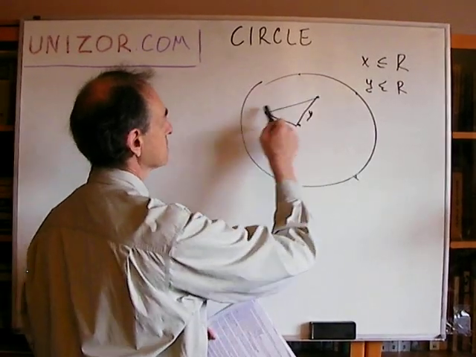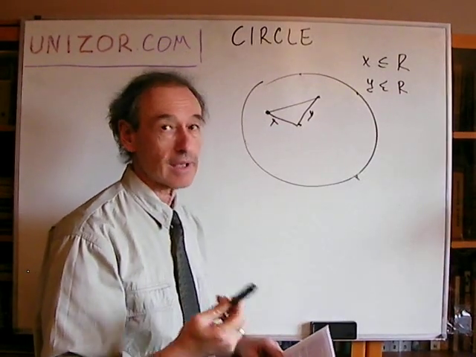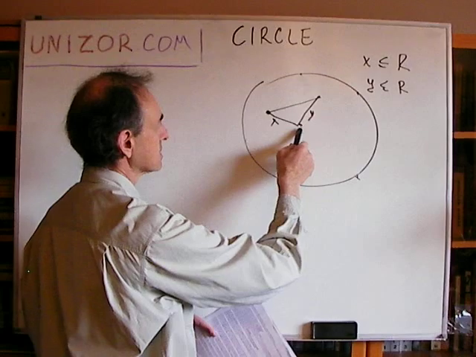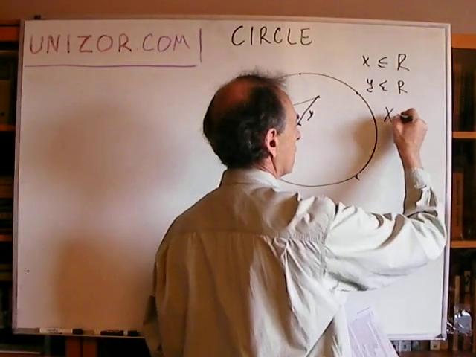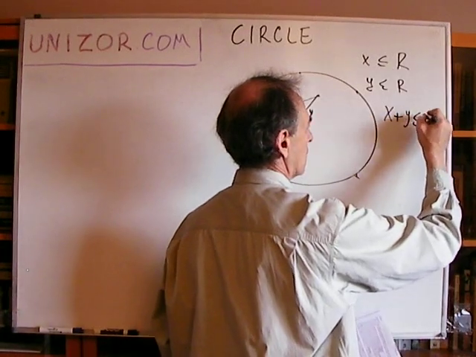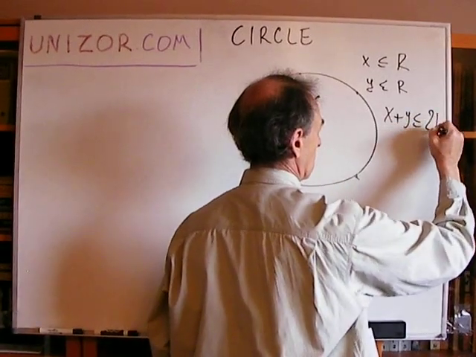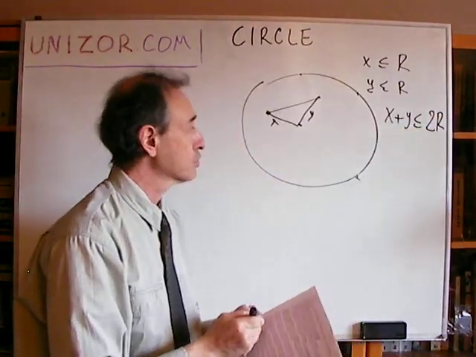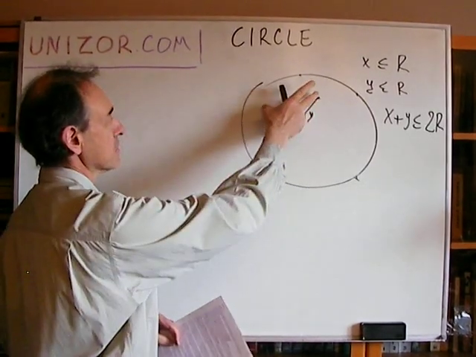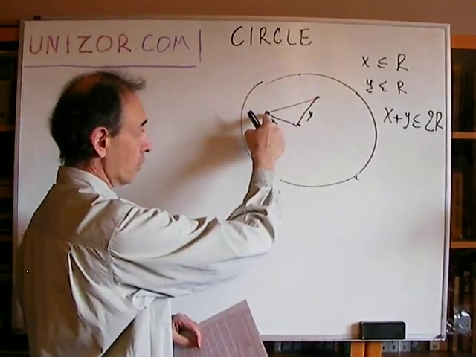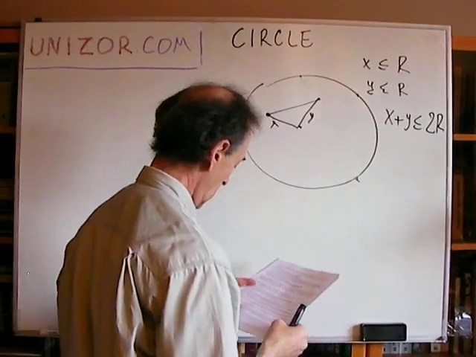Now, since this distance between these two points, by triangle inequality, is less than the sum of x plus y, that's why you have that x plus y is always less than or equal to two radiuses. And that's why the distance between these two points, since it's always less than x plus y, will be less than 2r. Okay.